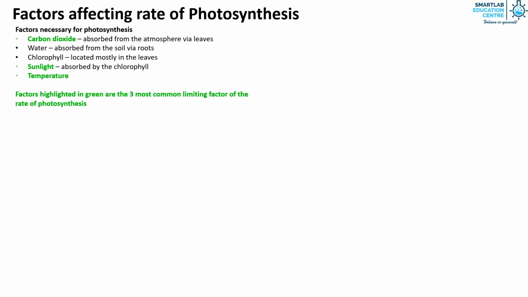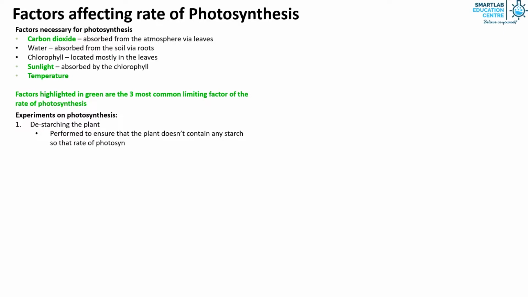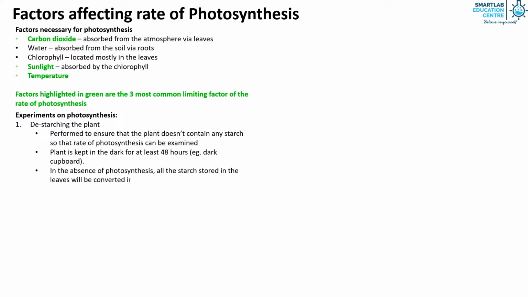There are two standard procedures done in photosynthesis experiments that one usually carries out, and that is the de-starching of plants and the testing of starch. Let's look at how this is done in greater detail. For the de-starching of plant, it is performed to ensure that the plant doesn't contain any starch so that rate of photosynthesis can be examined. The plant is kept in the dark for at least 48 hours. In the absence of photosynthesis, all the starch stored in the leaves will be converted to sugar and used up.